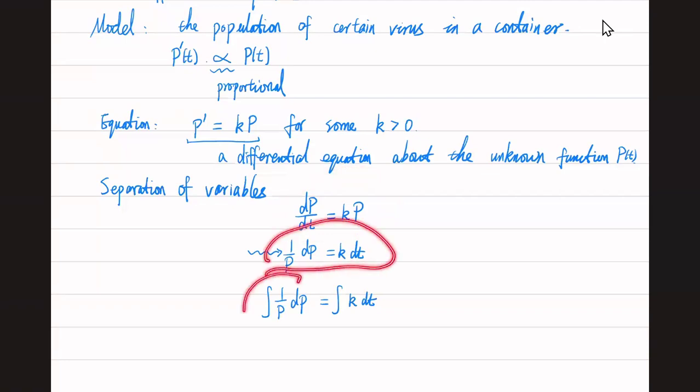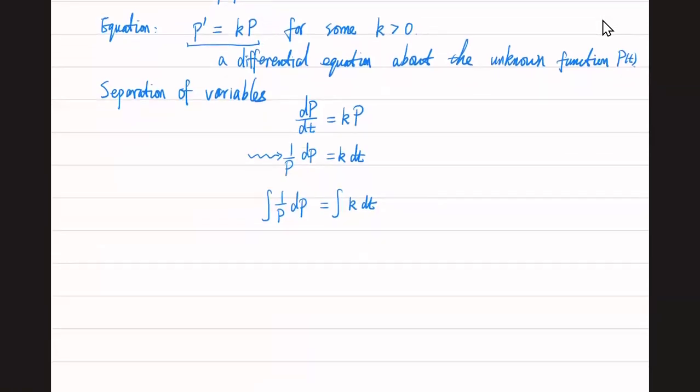On the left is the integral of the variable p, even though p is the dependent variable. But after the separation, p and t are kind of in a balanced role. This integral is with respect to p, and this integral is with respect to t. So both are integrals, but for different variables. And now we use our fundamental theorem of calculus. We know this is a logarithm.